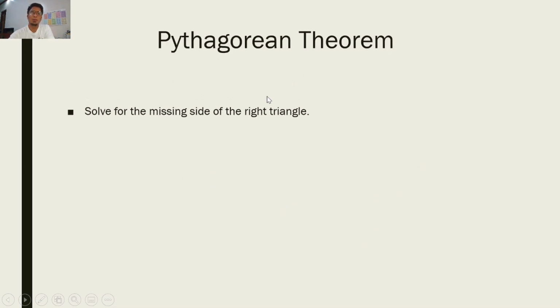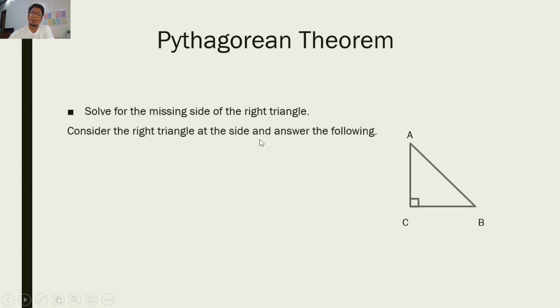So Pythagorean Theorem, let's try to answer this. Solve for the missing side of the right triangle. Asan yung right triangle? Eto. Now, first, consider the right triangle at the side and answer the following. Ito yung una. If AC is equal to 8, so nakatayo, I prefer calling this A, altitude. CB is equal to 4, nakahiga, leg pa rin. So B, base, nakahiga. What is the length of AB? AB, ito yung opposite ng 90-degree angle. Therefore, this is the hypotenuse.